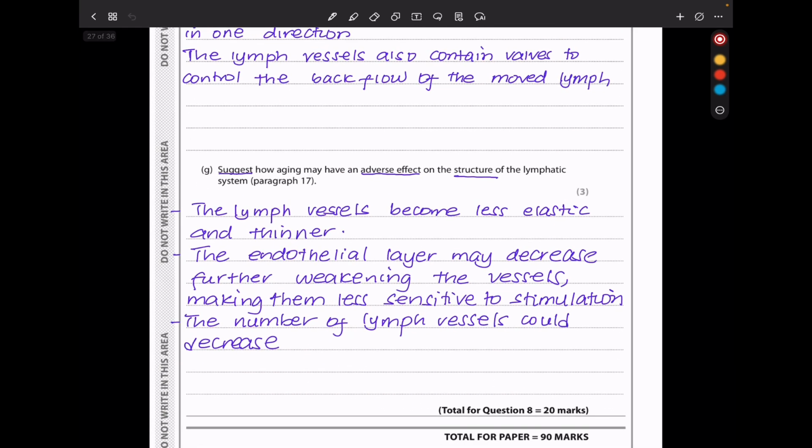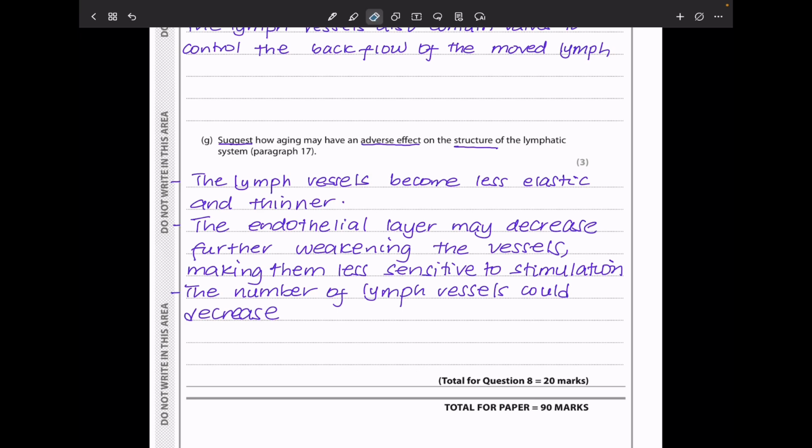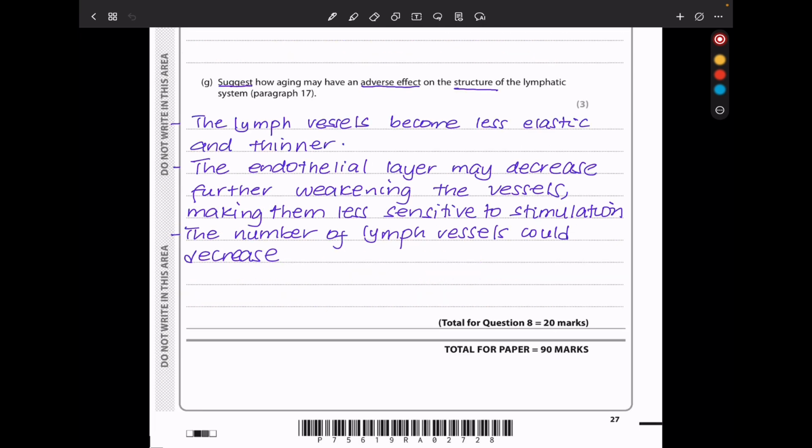An exercise suggests how aging may have an adverse effect on the structure of the lymphatic system. As somebody ages, the muscles are not going to contract properly, the vessels are going to be weakened, they could be thin, and the movement of the lymph fluid is not going to occur appropriately. So I said the lymph vessels become less elastic and thinner. The endothelial layer may decrease, further weakening the vessels, making them less sensitive to stimulation, and the number of lymph vessels could also decrease.